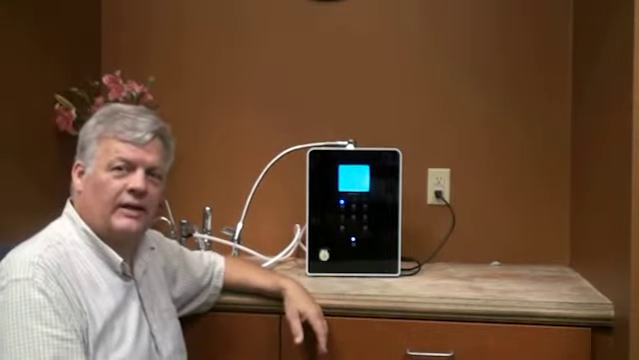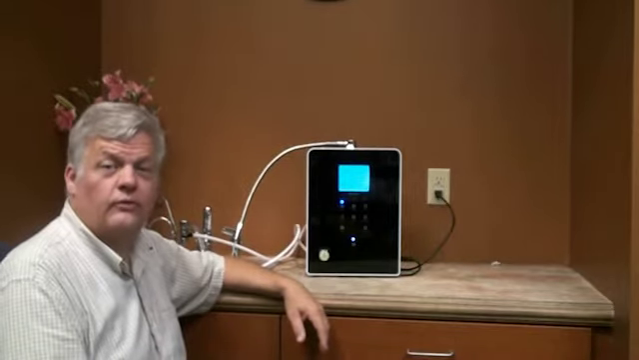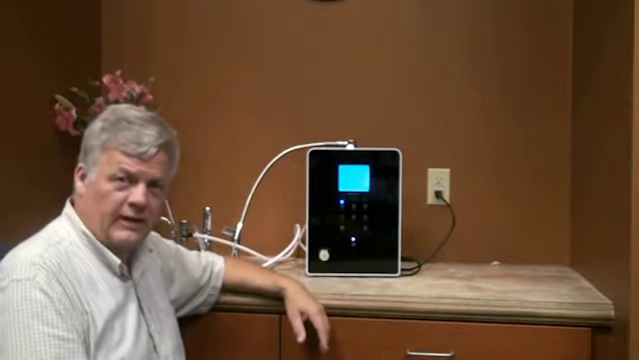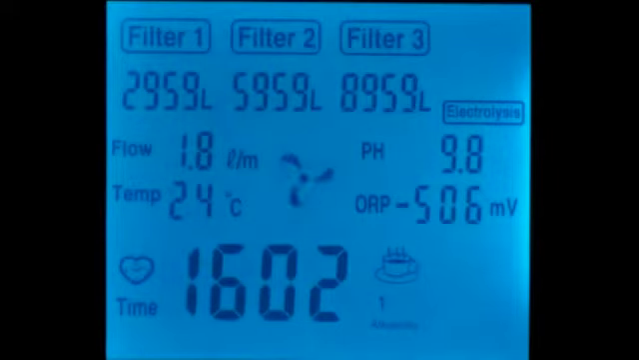Now let's zoom in on the actual features on the display. I still have a 9.8 pH, a negative ORP at 506 millivolts.